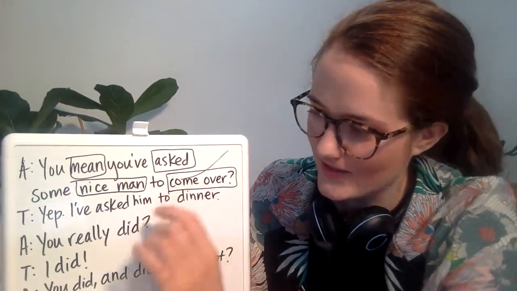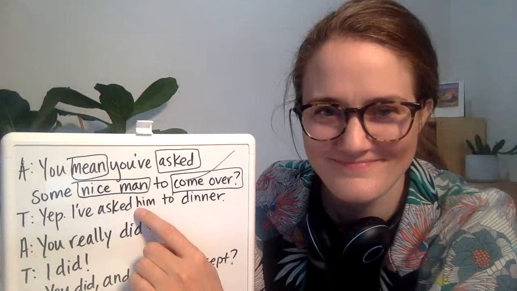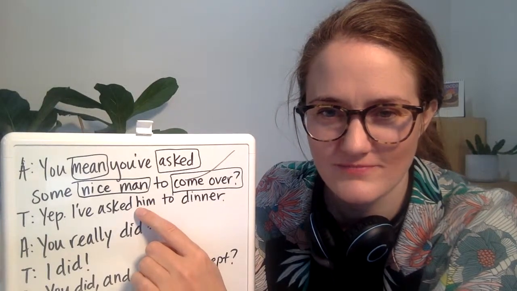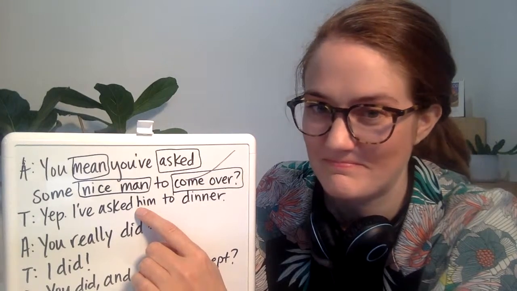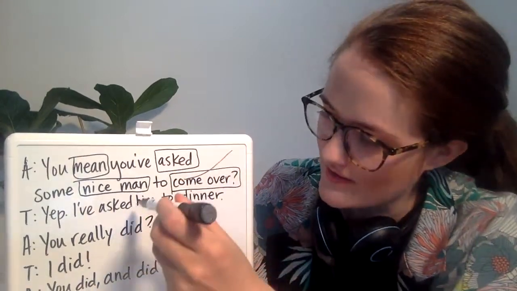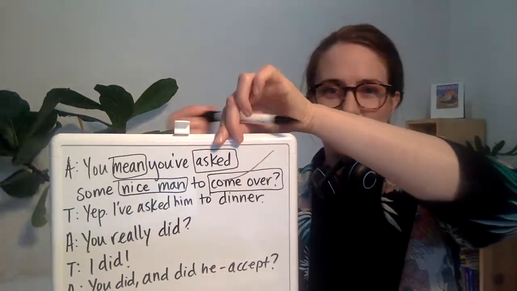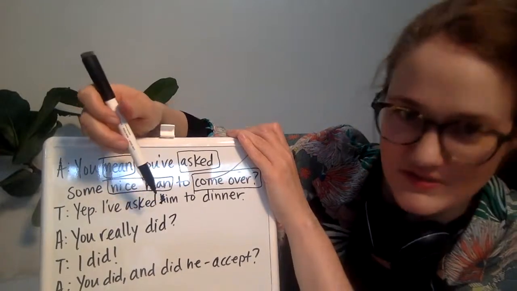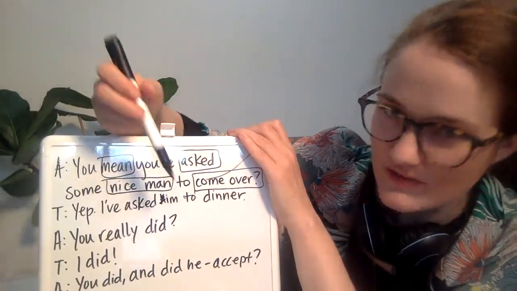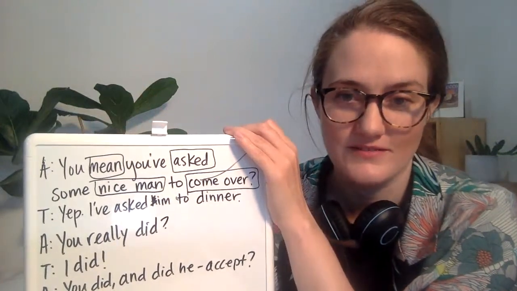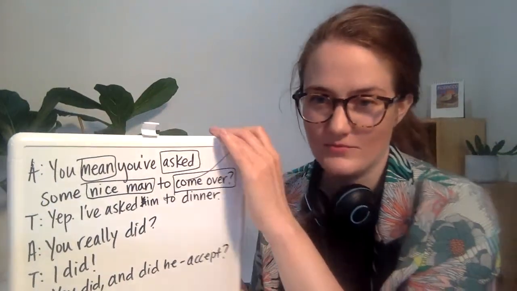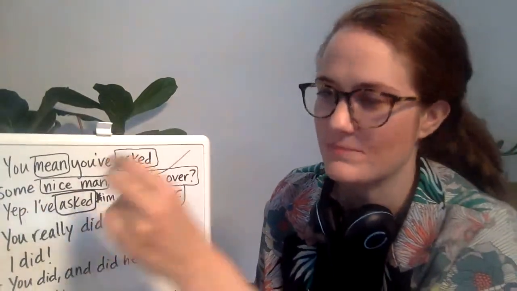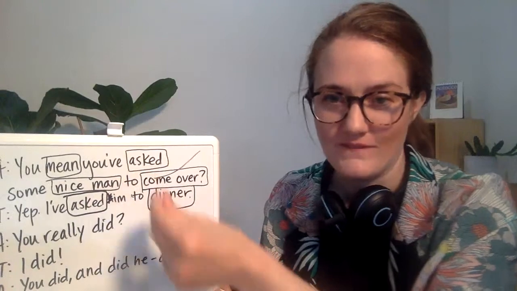Now, what's interesting here is, do you hear that letter? Yep, I've asked him to dinner. Okay, so this H is like almost deleted. And this "t" is a tuh. I've asked him to dinner. So we've got asked and dinner. Okay, yeah. Exactly. Yep, I've asked him to dinner.